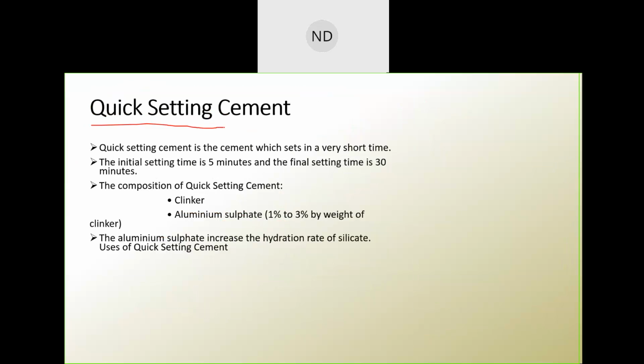Now, what is the difference between this quick setting cement and the rapid hardening cement? Can you tell me? Anyone, can you tell me? What do you think, what is the difference between the quick setting cement and the rapid hardening cement, as the name suggests? No one? From so many students, no one. Okay.